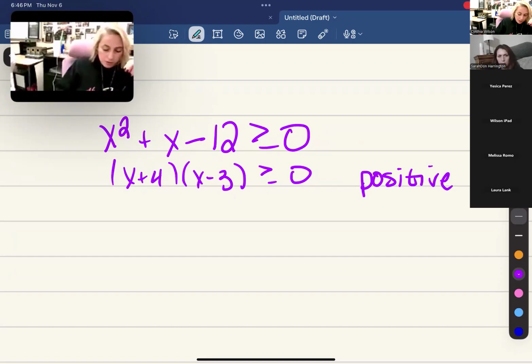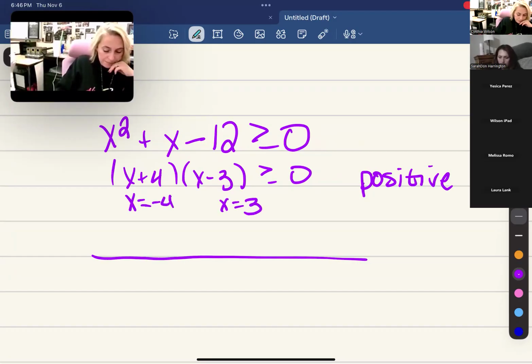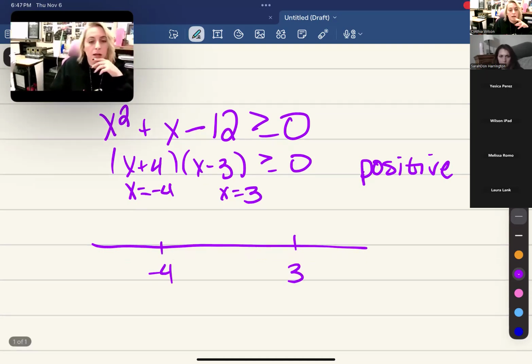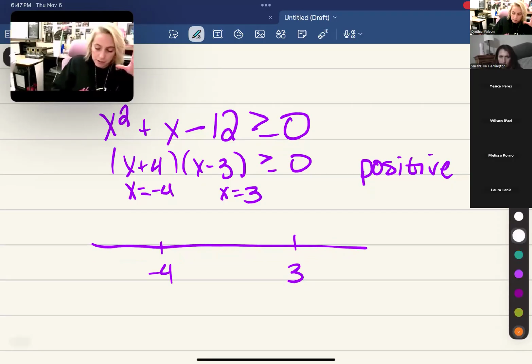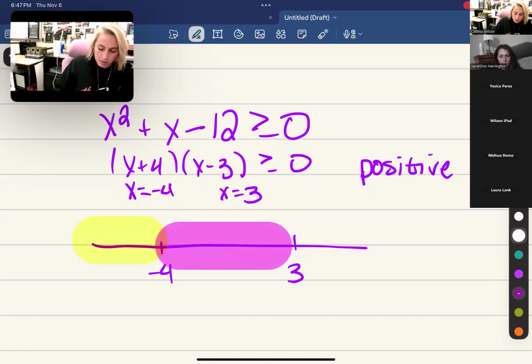And so what I'm going to do is create a number line. I'm going to solve these factors. So this one I'm going to get x equals -4, and this one I'm going to get 3. I'm going to put them on my number line. And I basically have 3 zones to test to see if I get a positive solution. I have this one, the one in the middle, and the one at the end.